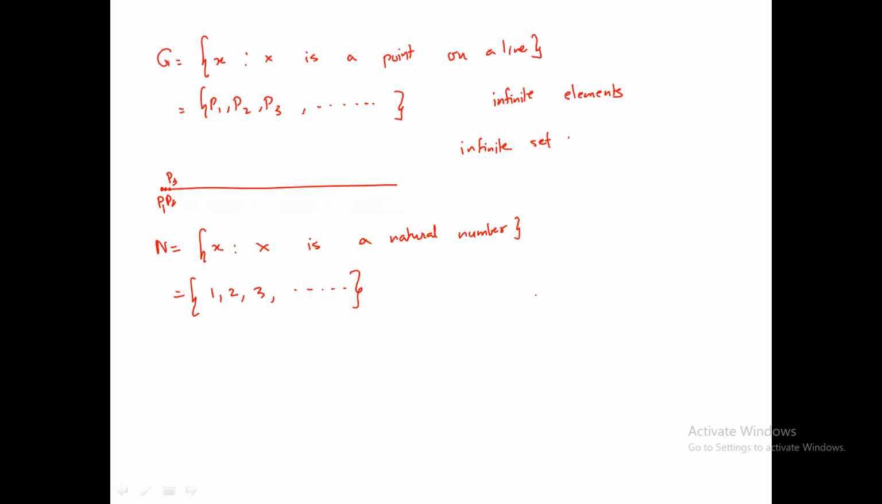Okay. The next is about equal sets. Suppose I give you two sets. Set A having elements 1, 2, 3, 4. Set B having elements 3, 1, 4, 2. First of all, you can see the number of elements in the two sets are exactly same.